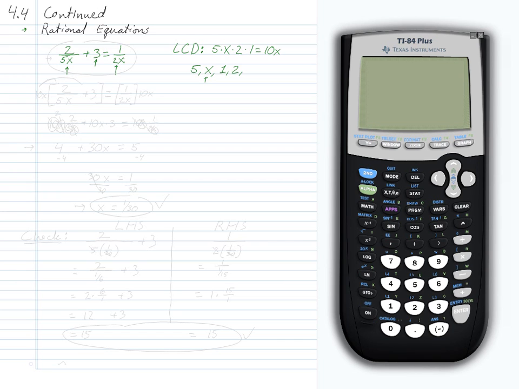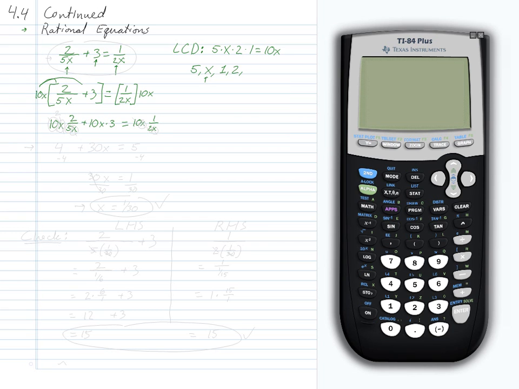So I'm going to multiply both sides of this equation by that LCD. So 2 over 5x plus 3 and 1 over 2x. So each one of those is going to get multiplied by 10x. On the left, we're going to have to distribute, since we have a sum. So 10x times 2 over 5x plus 10x times 3. And on the right, we just have 10x times 1 over 2x.